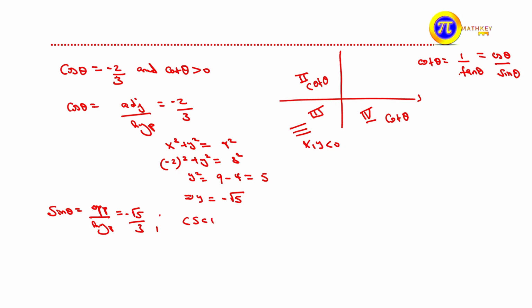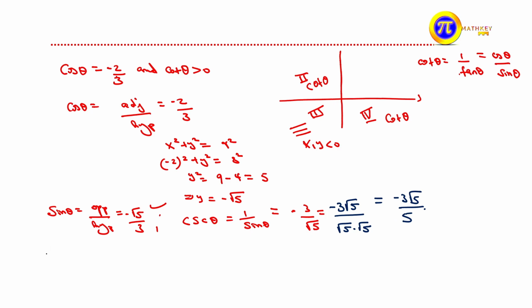Cosec theta is equal to 1 over sin theta, which is negative 3 over root 5. Rationalizing the denominator, we multiply by root 5 over root 5. The result is negative 3 root 5 divided by 5. Is it correct? Yes, this matches, so the correct answer is C. Let us check the remaining ones.